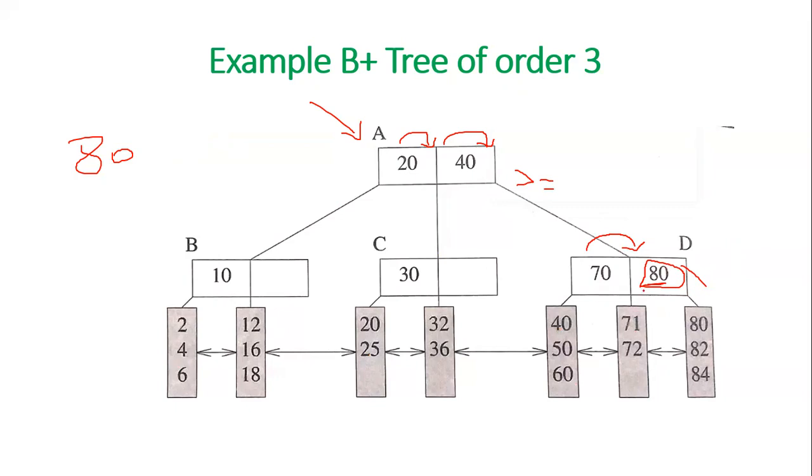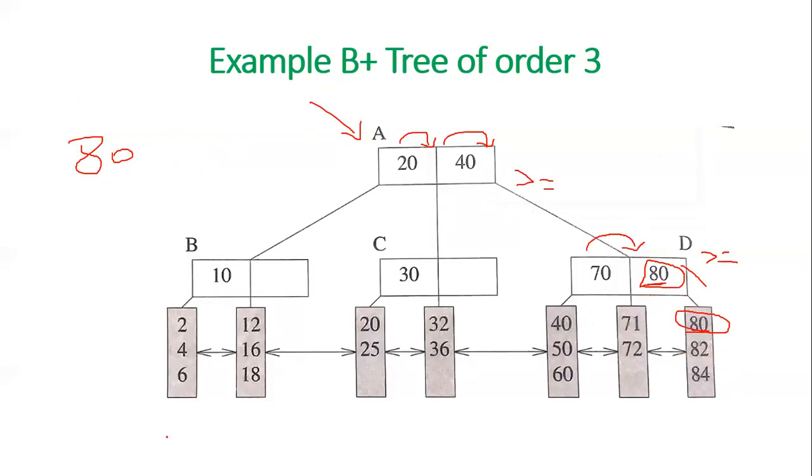Okay. So now which direction do you have to take? Should you take the left of 80 or the right of 80? Greater than or equal to means you have to take the right. So 80 is equal to 80, but still you have to take the right direction. Now take the right. Here you see, 80 is there or not? Yes, 80 is there. So now you say that yes, 80 is in the B plus tree. We found the element 80.